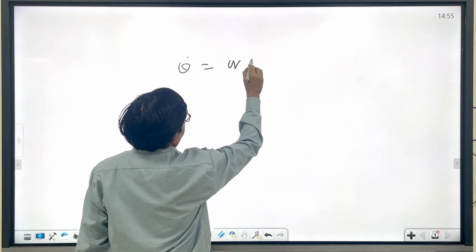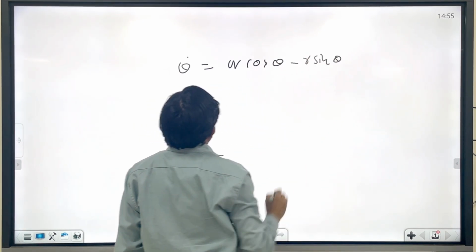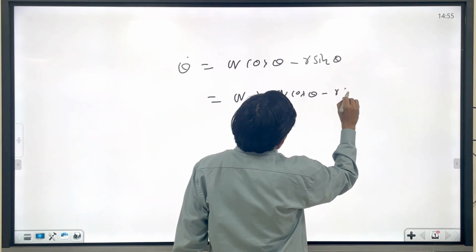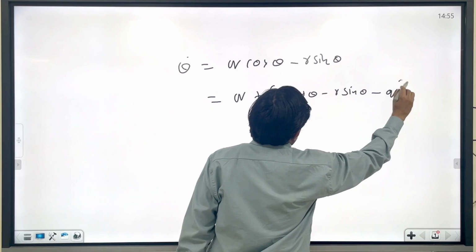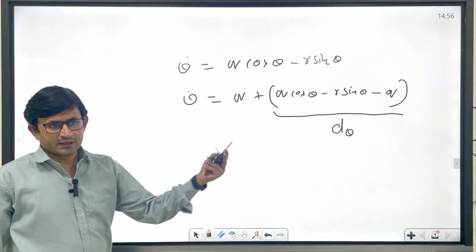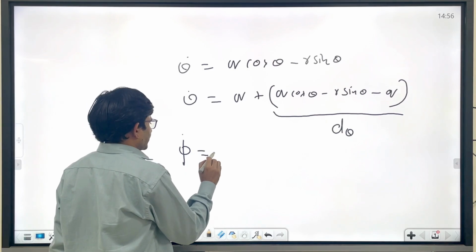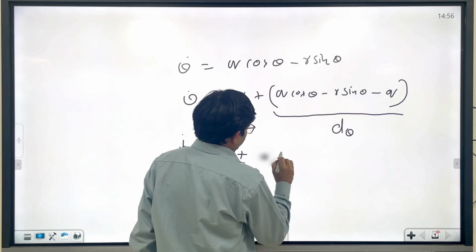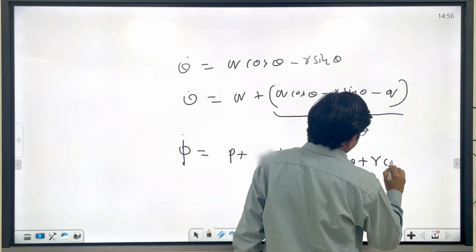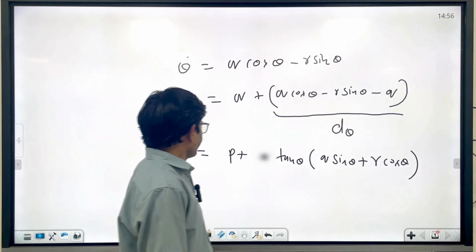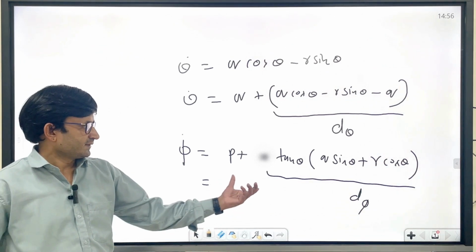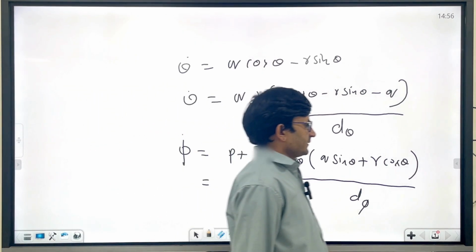We know that theta dot equals q cos theta minus r sin theta. So I can write this as q plus (q cos theta minus r sin theta minus q). This part is called the disturbance in dynamics in the longitudinal case. Similarly, for the roll case we can consider phi dot equal to p plus q tan theta sin phi plus r cos phi tan theta. In this case this part will be the disturbance in the roll angle phi.